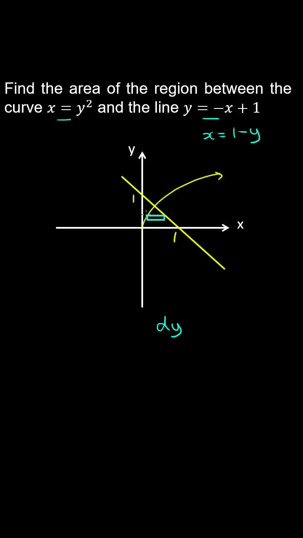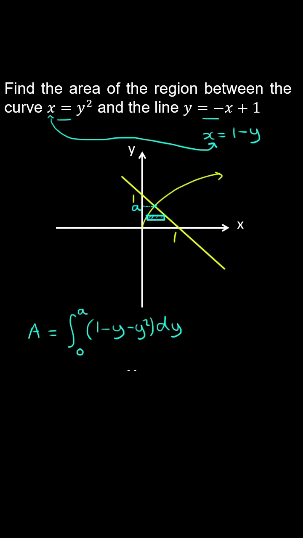And the line is to the right of the square root curve, so what we do is subtract y squared from 1 minus y. And that's going to give us the width of that rectangle. And we integrate from y equals 0 to the y coordinate of the intersection point between the line and the curve, which I'm going to call a. And that's going to give the area. And now to find a, what you can do is equate these two equations together, and then you can find a, perform the integration, and post your answer in the comments.